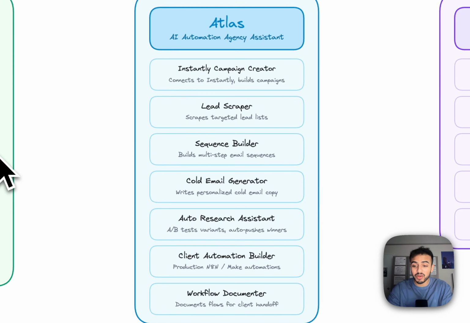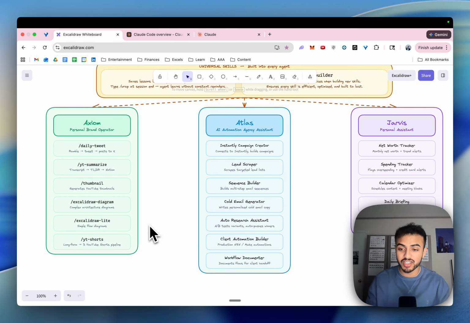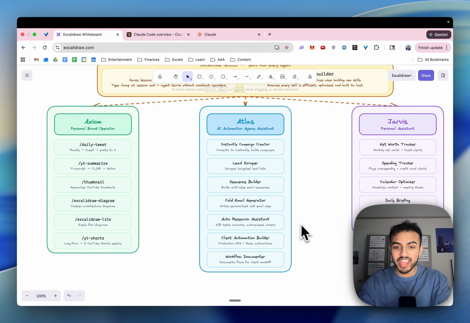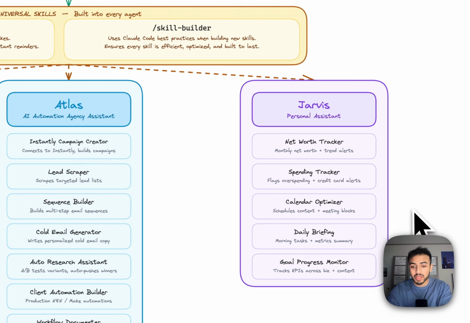For those of you who don't know, I also run an AI automation agency where we help small businesses with AI and transforming their business, hopefully making their processes more efficient using AI, such as voice agents, chatbots, lead generation, etc. This agent helps me create those production level workflows as well as optimizing the business's performance. Last but not least, I have Jarvis, my personal assistant, which just tracks my spending, gives me daily briefs, and tracks my progress in general.